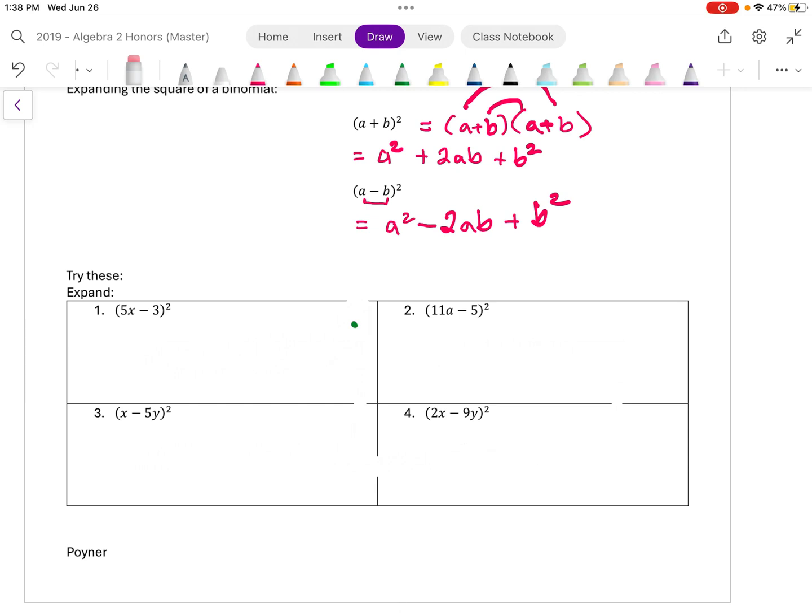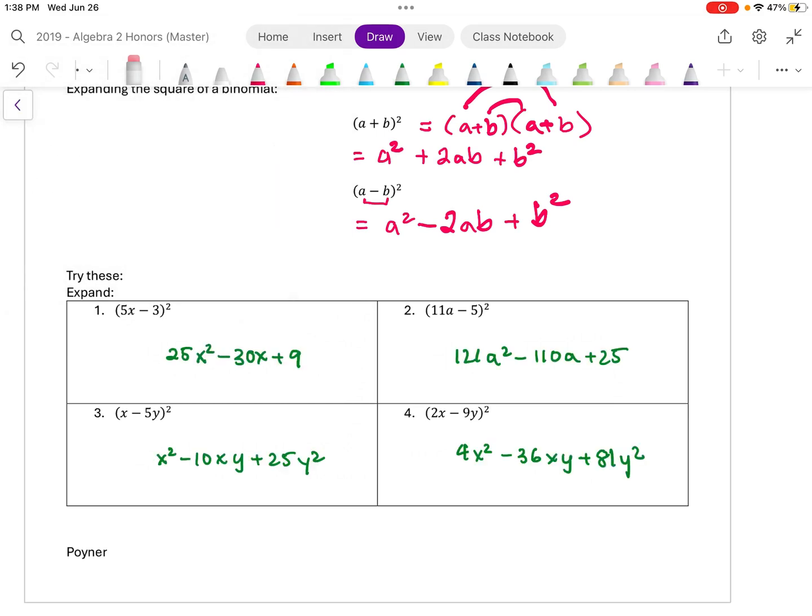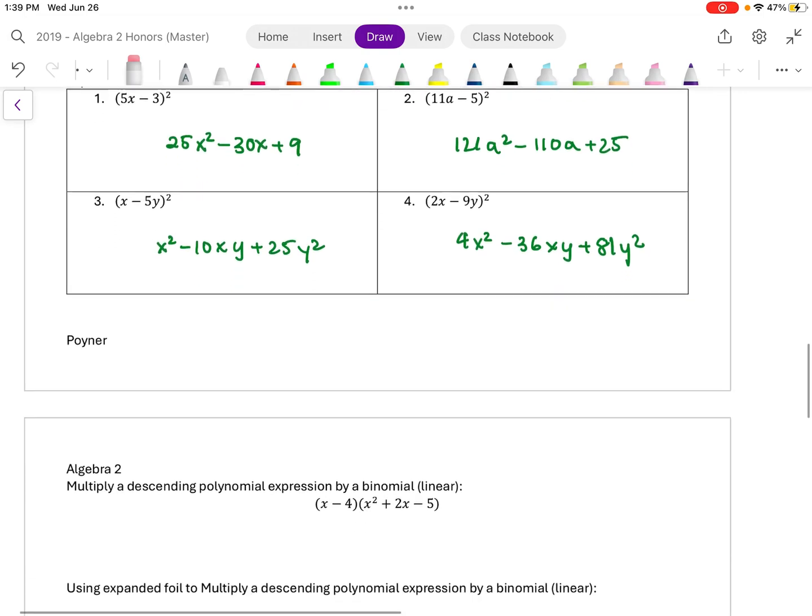So now I want you to try to do this. Pause the video and do these 4. You should be able to do them very quickly. If you're struggling with them, there's lots of practice out there. Binomial squares worksheets, you can do lots of practice. And you should be able to do them within seconds. Here are the answers.